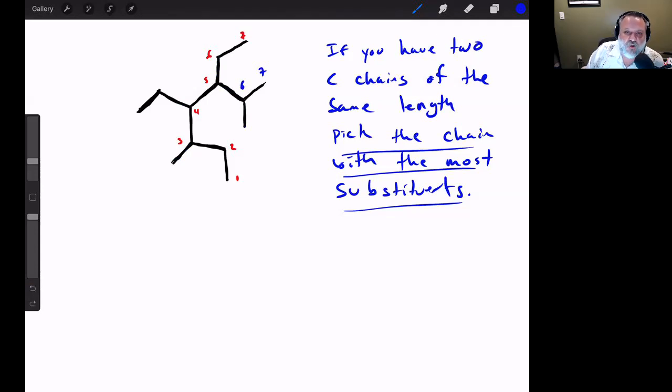Now the question is, do we start here or do we start here? That's something that we're going to have to sort out based on our previous rule. Again, we'll number in the direction that gets us to the first substituent as fast as possible. If I number in this direction, 1, 2, 3, 4, 5, 6, 7, then that gets me to a substituent at the first position or the second position, rather than the substituent at the third position, which would be numbering the other direction. All right, so now that we've done that, we know that it's a heptane.